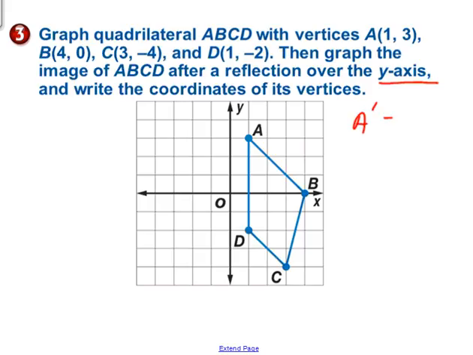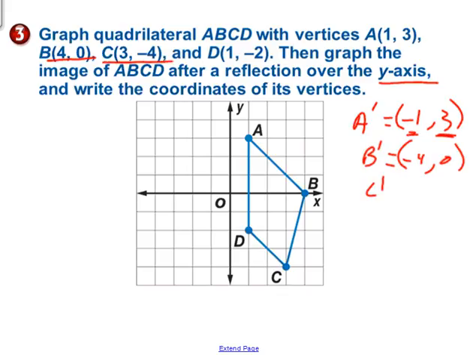So A prime becomes negative 1, comma 3. I'm keeping the y value the same and changing to the opposite of the x value. B prime becomes negative 4, comma 0. C prime becomes negative 3, comma, negative 4. And D prime becomes negative 1, comma, negative 2.